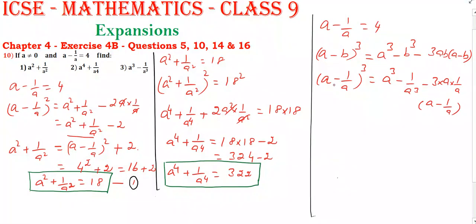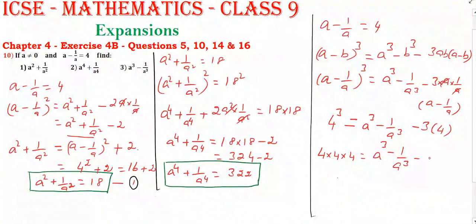So now we will apply all the values. a minus 1 by a equal to 4. So it's 4 cube equal to a cube minus 1 by a cube minus 3 into a into 1 by a into a minus 1 by a; the a and 1 by a will be cancelled. So minus 3 into (a minus 1 by a), it's 4. So now 4 cube, it's 4 into 4 into 4 equal to a cube minus 1 by a cube minus 3 into 4, 12. So now this is what we need to find out.